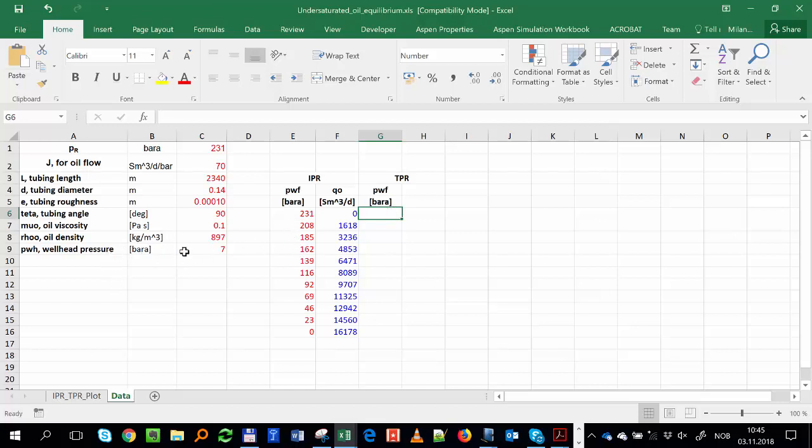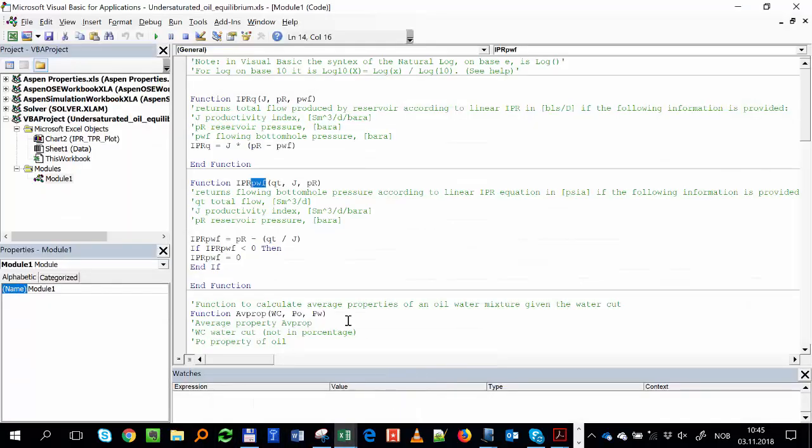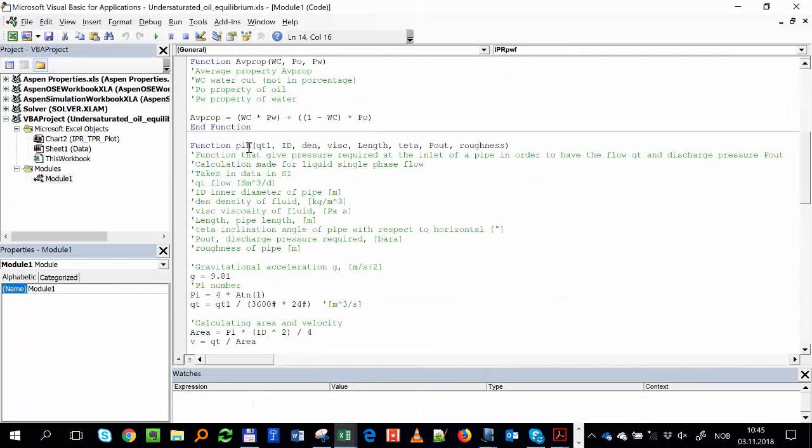Wellhead pressure is 7 bar. They managed to keep it very low in this field. We will see which field it is, but they managed to keep it very, very low, and we will see why it's very important to keep it low. So wellhead pressure is fixed. We want the pressure at the inlet of the tubing, so we have to use the function called P in.